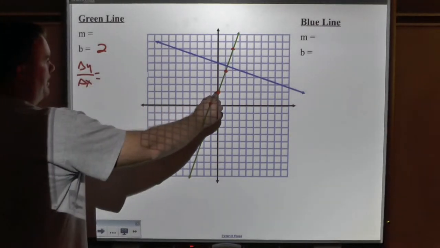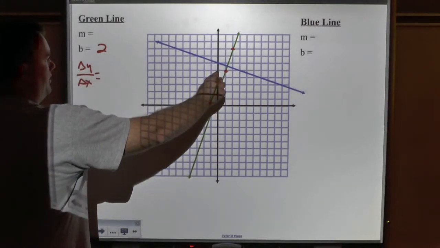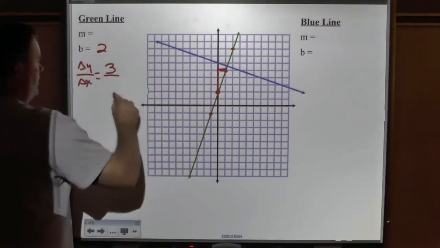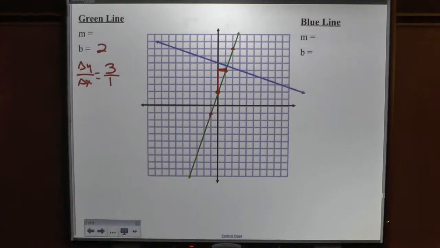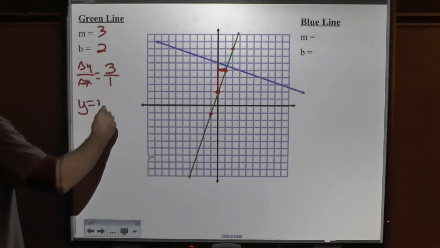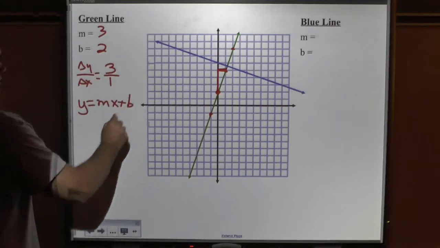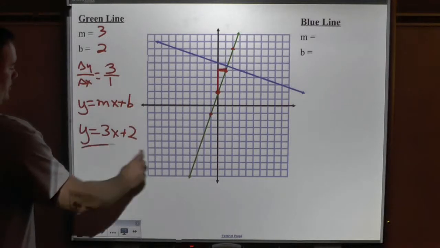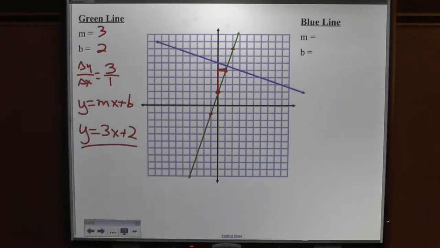Start at the point farthest to the left. Up 3, to the right 1. So up 3, you're changing y. To the right 1 is you're changing x. So our slope is 3. We want to write this in slope-intercept form. So we'll write y equals 3x plus 2. So that's the first line. y equals 3x plus 2.